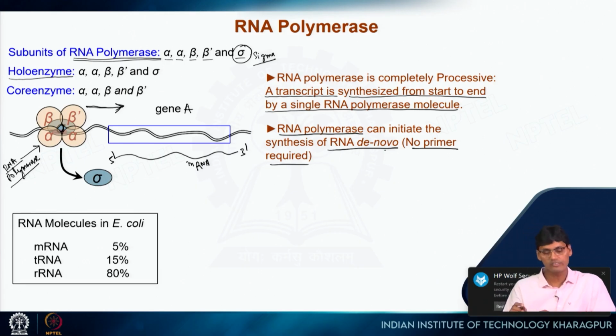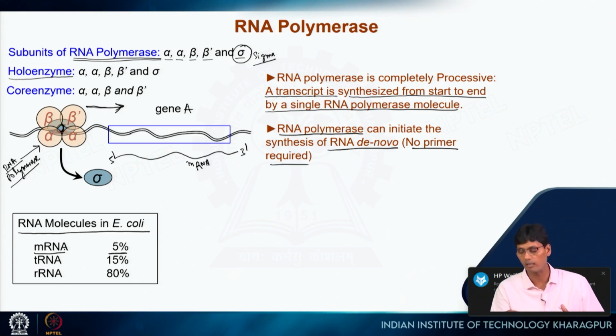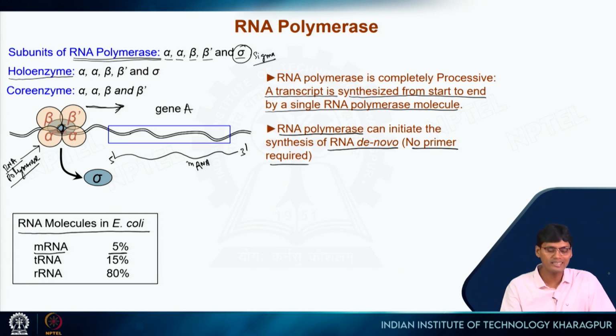And here, if you see some statistics, about the RNA molecules present in E. coli: if we see the total RNA molecules present in bacteria, particularly in E. coli, we will get that only 5% of RNA is mRNA or messenger RNA, that directly codes for protein, and the rest of the RNA is tRNA and rRNA. A huge portion of the RNA is actually ribosomal RNA.